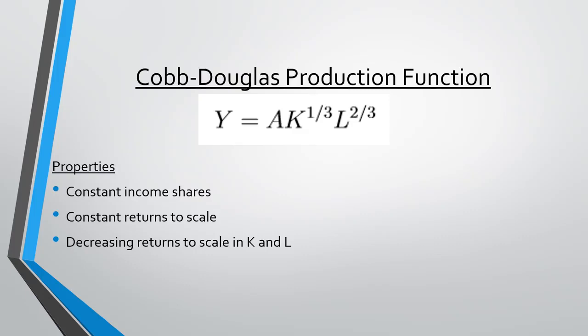Number two, constant returns to scale, meaning that increasing all of the inputs, i.e. both K and L, will result in a proportional increase in output. An easy way to check this is to double the K and the L inputs and check that the output Y has also been doubled. Number three, decreasing returns to scale in K and L, meaning if you only increase K or you only increase L, it will result in a smaller proportional increase in output.